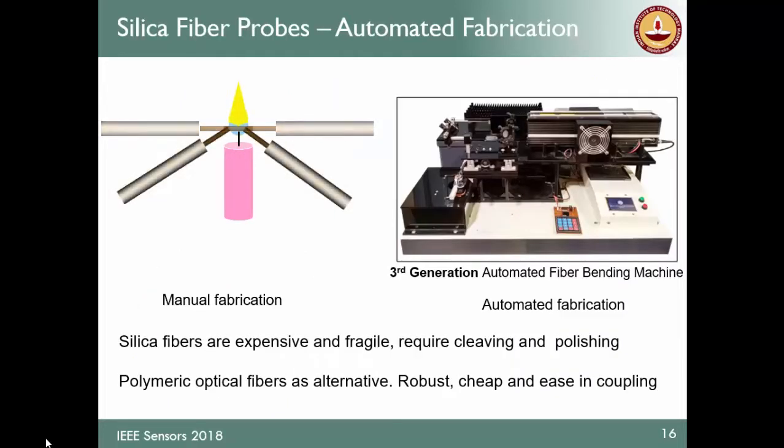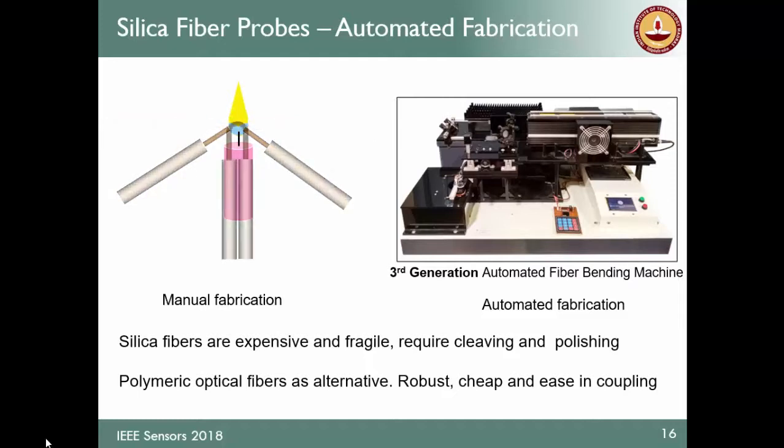So there are problems. How would you make the probes even? We used to do it manually. Now we have developed an automated system to fabricate them evenly. However, there are still problems, mainly because the silica fibers are fragile and expensive. You need to clean them, you need to polish them, and that's difficult. So we are heading toward an alternative in the form of a polymeric optical fiber.